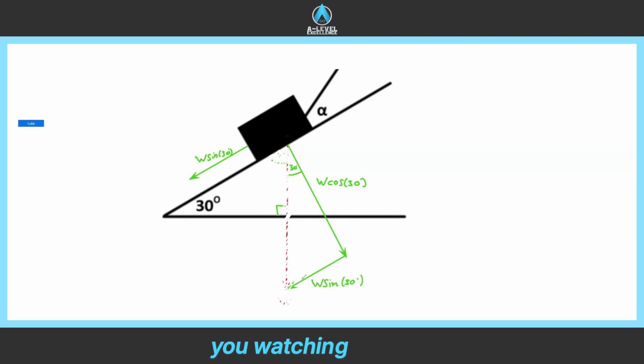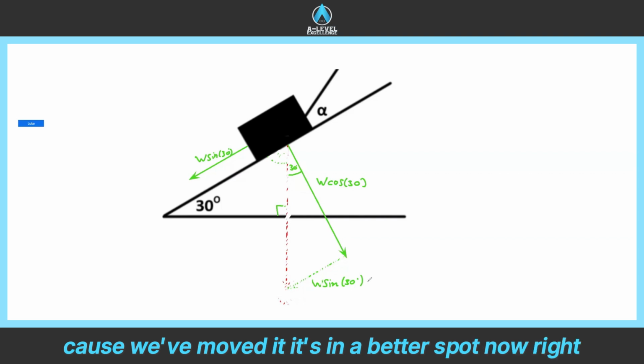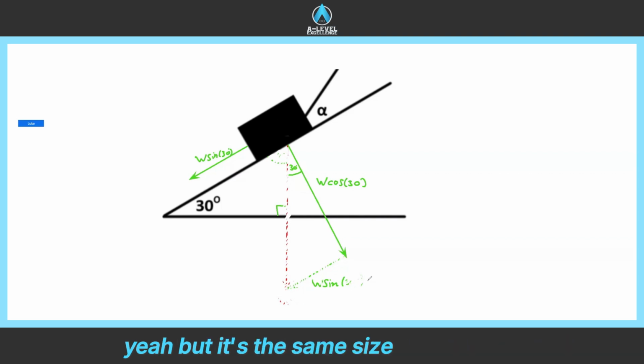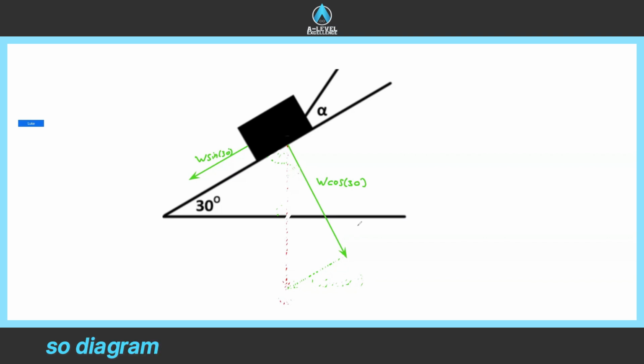You watching this? Yep. We can get rid of that bottom one as well because we've moved it. It's in a better spot now, right? But it's the same size, same effect. We just put it in a different position. So now that diagram is much easier to solve. We can get rid of that right angle. We don't need it. And we can also now at this point get rid of that 30. We don't need it. We've used it. So the diagram becomes much simpler.